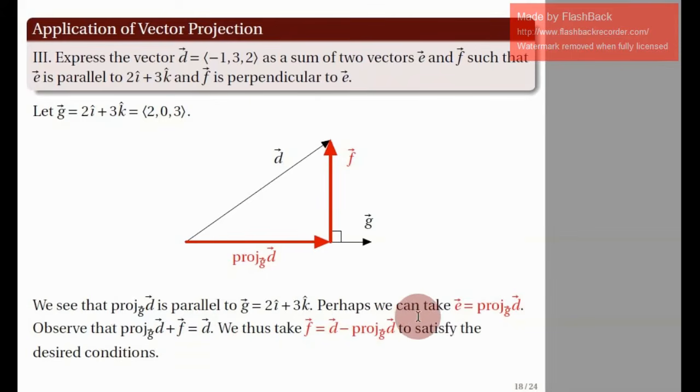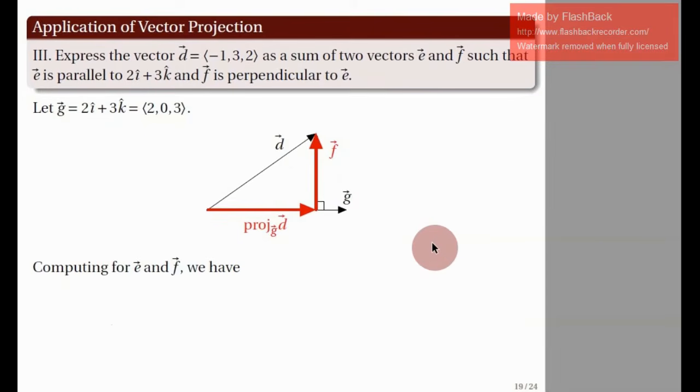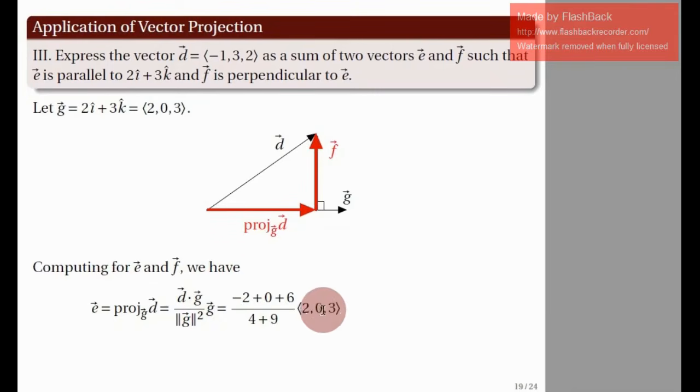We take our vector f to be vector D minus the projection, which we chose to be our vector E, so that we may satisfy the desired conditions. Computing for our vector E and vector F, we thus have vector E being the projection. We already know how to compute it, given by this formula. Just substituting the quantities that we have here, we obtain this. And simplifying, we get this vector for vector E.